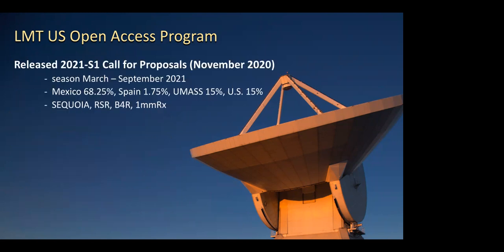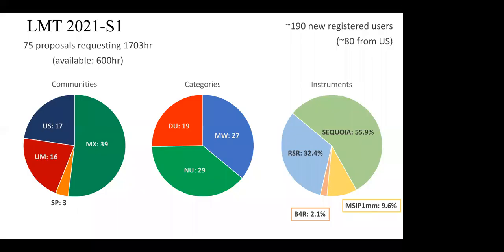Next. Okay, so we had one short call for proposals because when the pandemic started we didn't know what the time scale was, knowing when the Toltec is coming along. We thought we would offer a 6-month period of time where people could use the Sequoia instrument, and we are perfecting the system for the US Open Access program. We only offered a spectroscopic instrument for that. And I think the outcome is shown here.